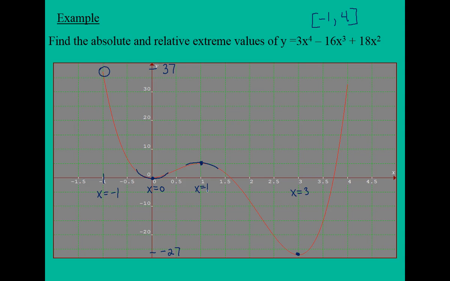Now, if we wanted to find the values of our local maximum and minimum values: when x equals 0, the relative minimum value is 0. When x equals 1, the relative maximum value is 5. And then when x equals 3, that is a local minimum, and we said the local minimum value would be -27.